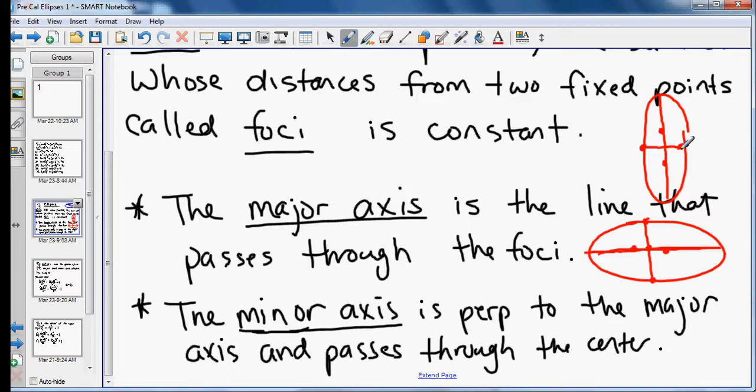So regardless of whether we're horizontal or vertical, the major axis is still the line that passes through the foci, and the minor axis is perpendicular to the major axis, and it passes through the center.